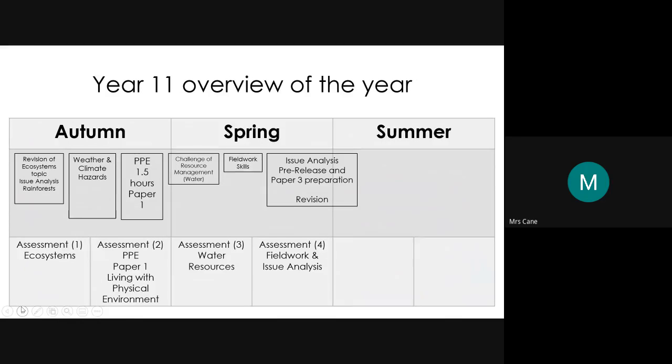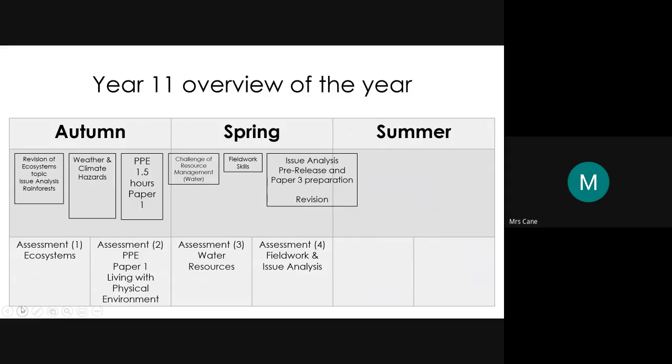So an overview of the year to come. Currently, we have been revising ecosystems, and we've done a number of low-stake quizzes to identify any potential areas for development post-Christmas, where we will have quite a considerable amount of time to do revision within the classroom. We're moving forward to weather and climate hazards, and our PPE, which will take place in the last week of November, first week of December, will be 1 hour and 30 minutes, and this will be based on paper 1.